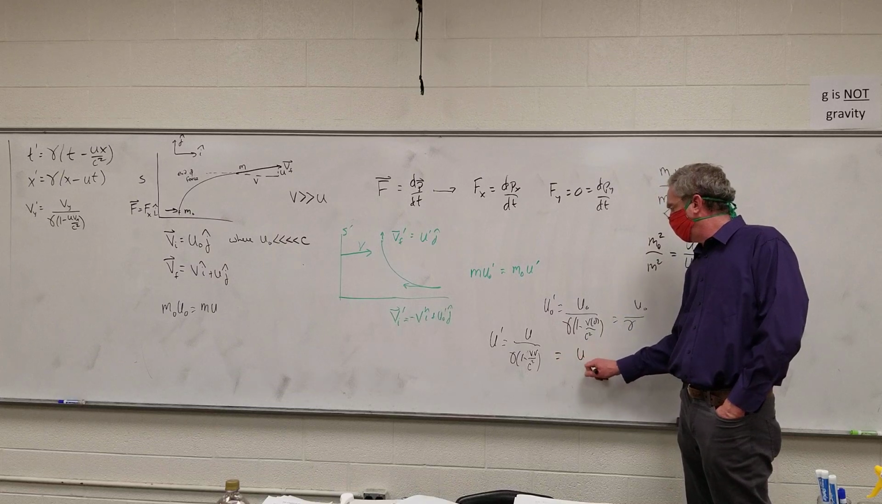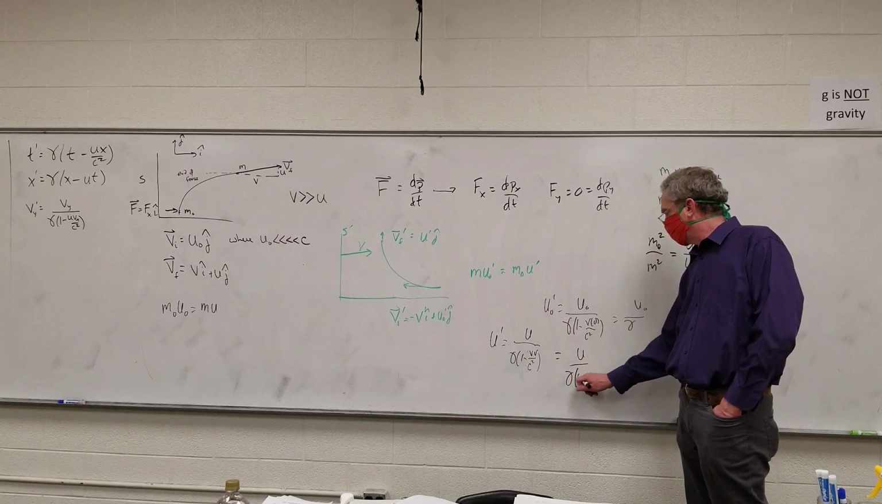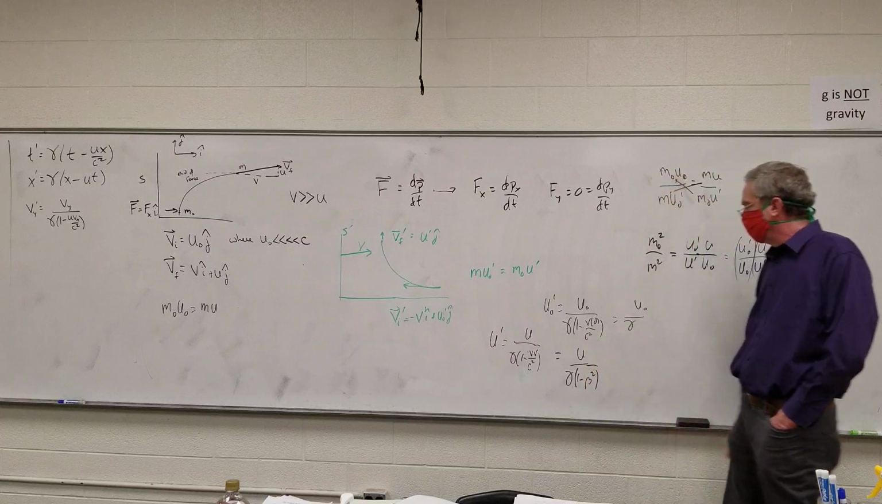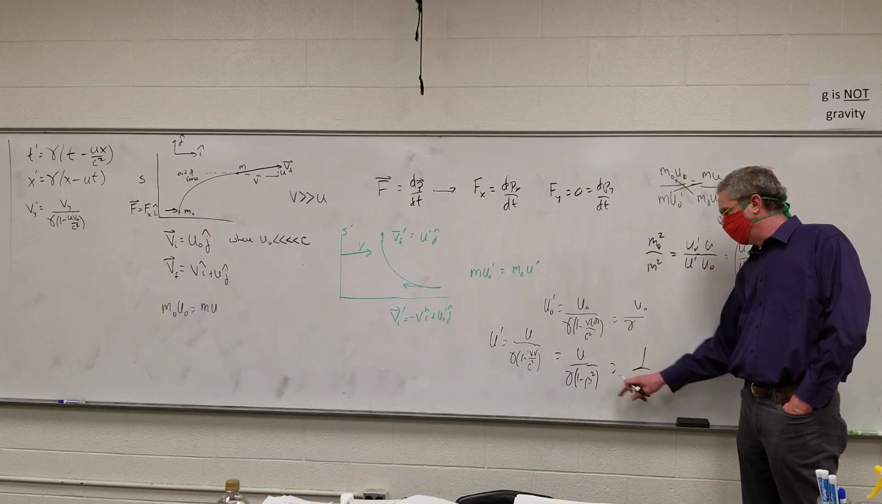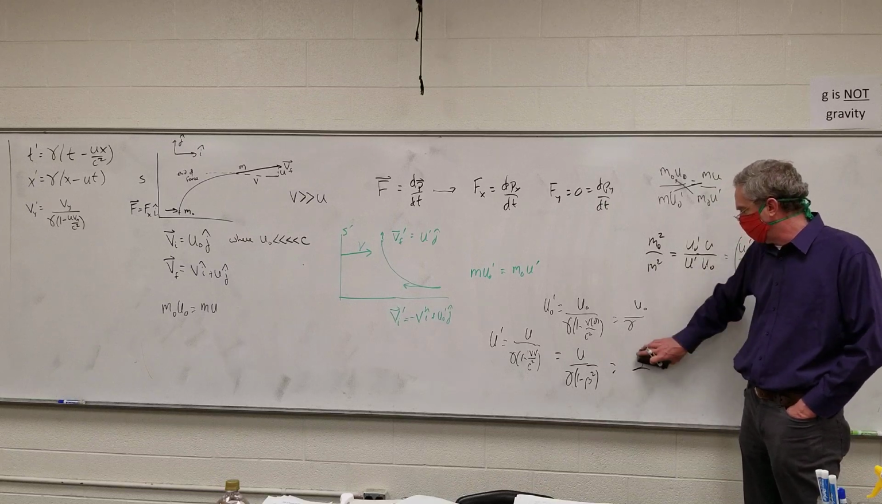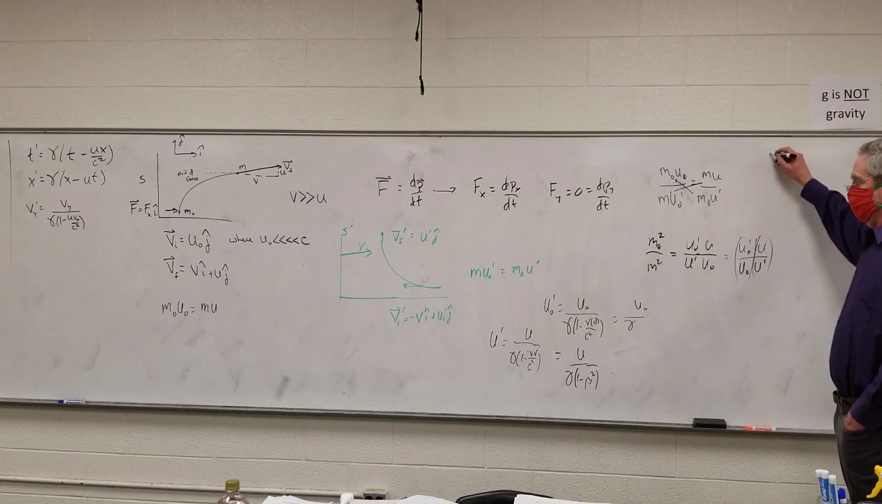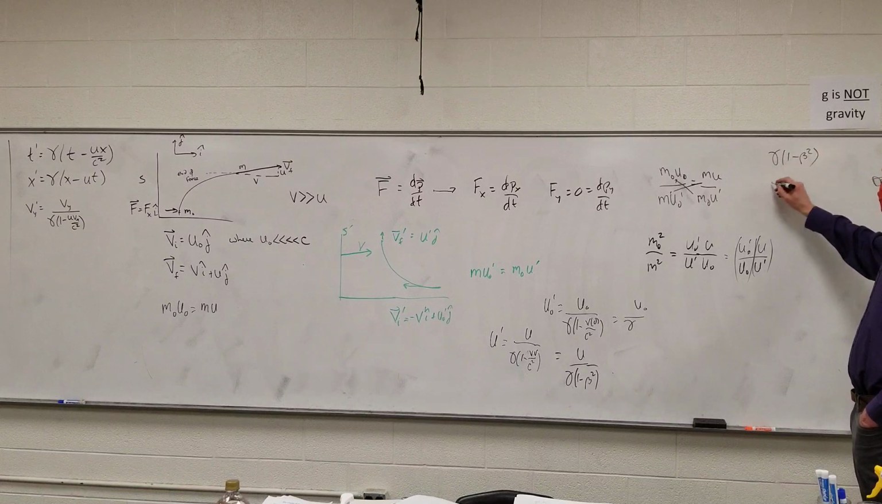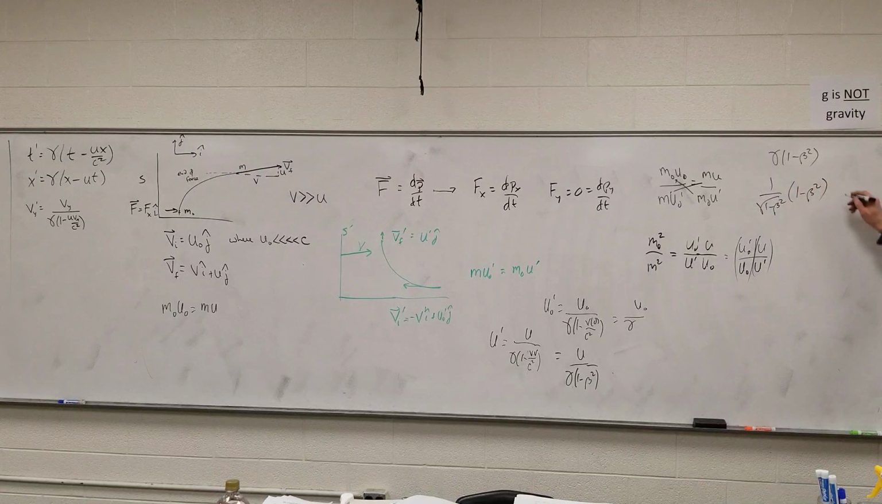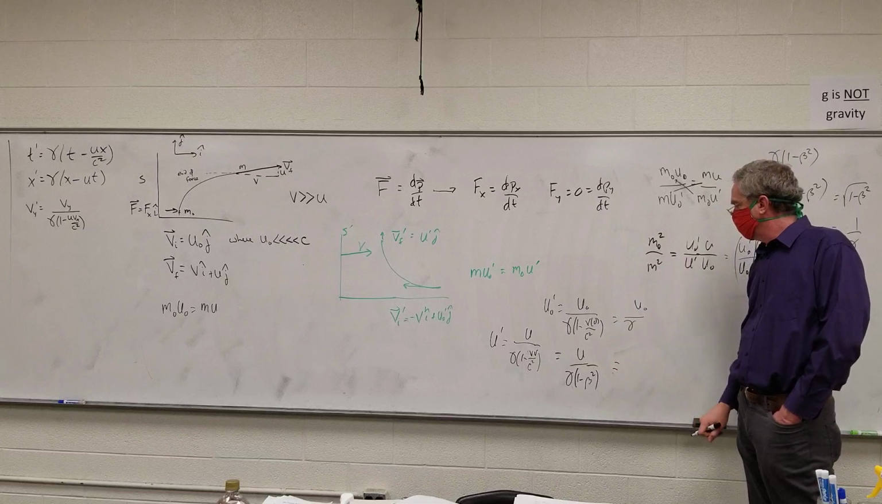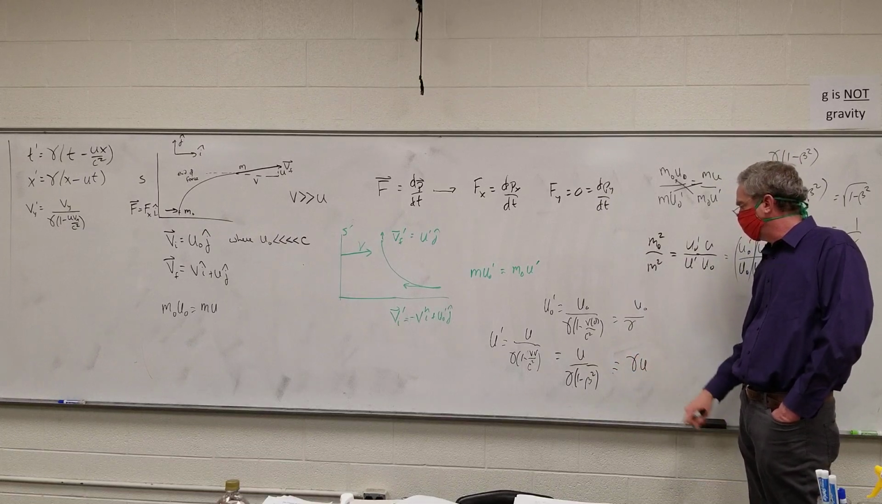So this is U over gamma times 1 minus beta squared. And 1 over gamma, let's try this. Gamma times 1 minus beta squared is 1 over the square root of 1 minus beta squared times 1 minus beta squared, which is the square root of 1 minus beta squared, which is 1 over gamma. Therefore, this becomes gamma U.